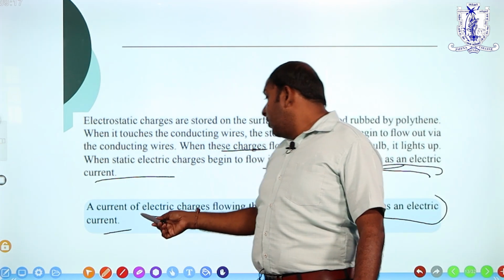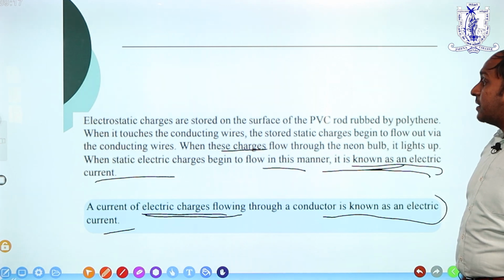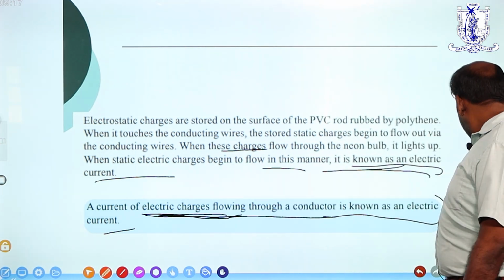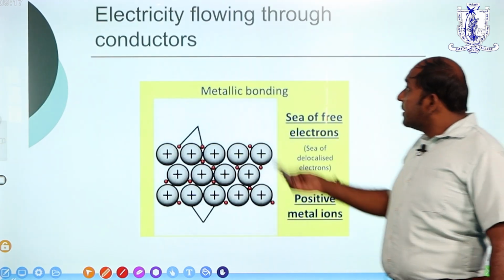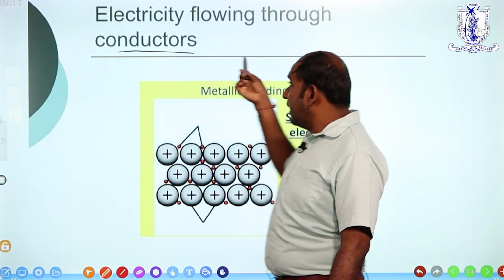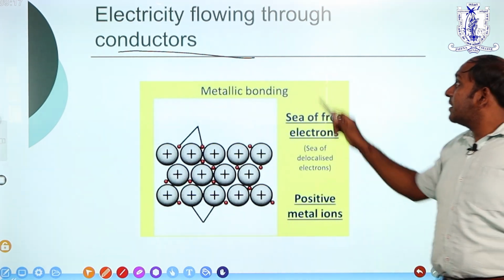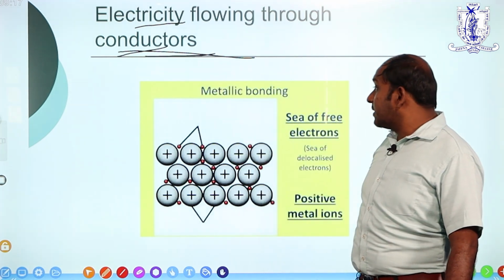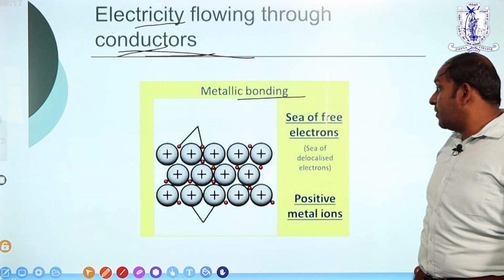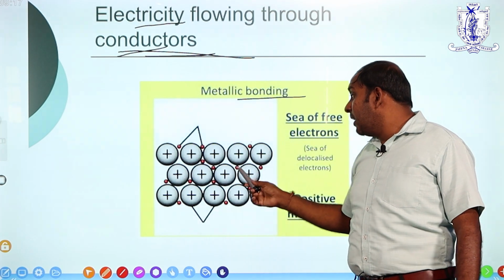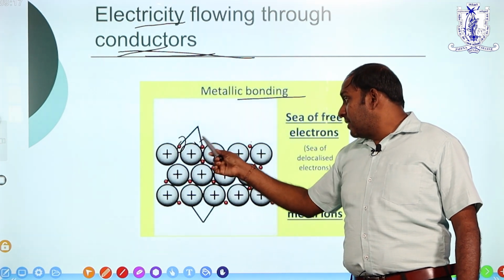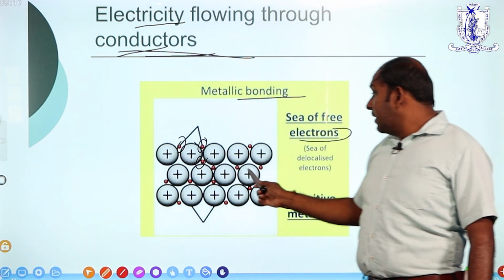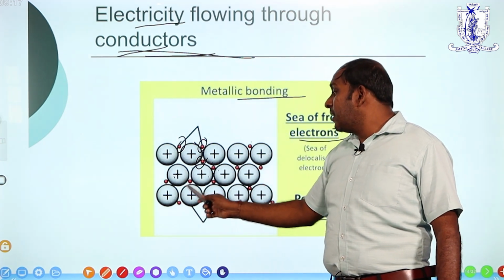The flow of electric charges through the conductor is known as the electric current. The important thing is electric charges flowing through the conductor. There are two important things: electric conductors and electric insulators. Here the electric conductors are mainly the metals. Most metals conduct electricity because there are free electrons, a sea of free electrons. The metals have positive ions and electrons.